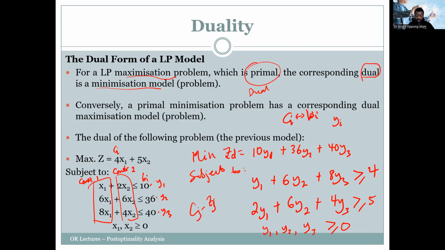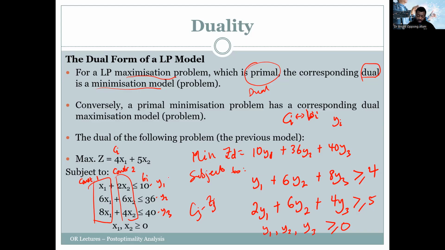So y1 is the 1 unit of the resource in the first constraint for the original primal, y2 is 1 unit of the resource in the second constraint, and so on, right? So y1 is the marginal value of a unit of labor, and y2 is the marginal value of a unit of material, especially in this resource. And y3 is the marginal value for storage.